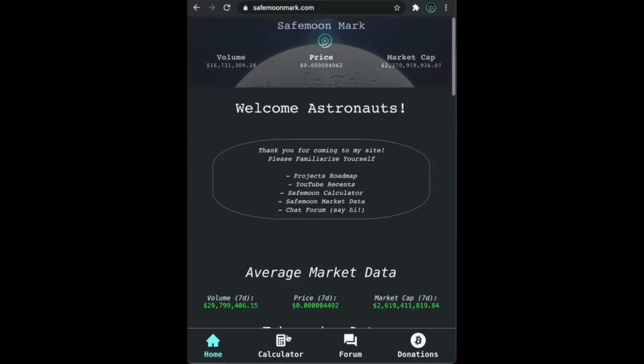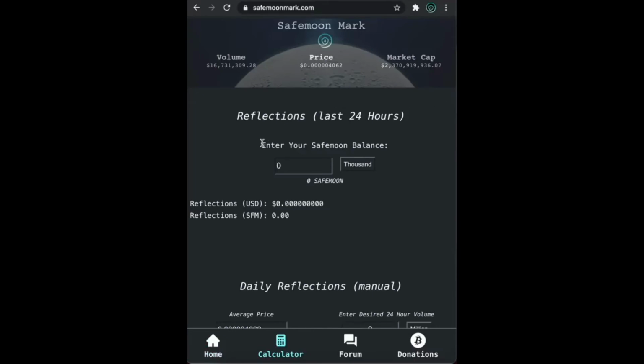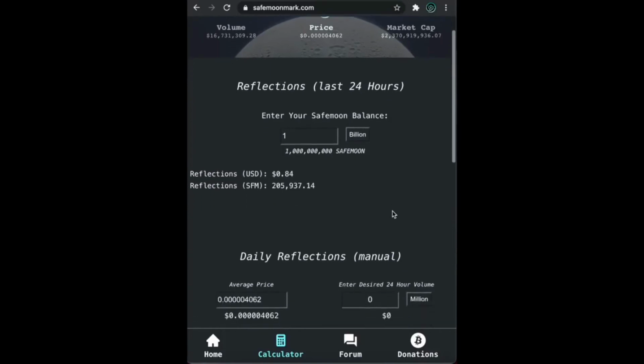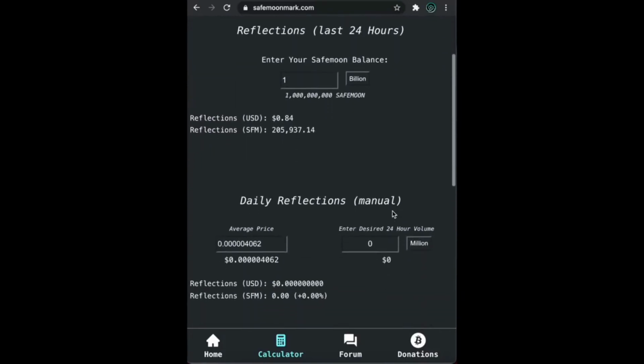So, back to the calculator. This first section has us enter in our Safemoon balance. I'll enter in 1 billion to start. So, if we have 1 billion Safemoon, we would have made 82 cents in USD, or 200,000 Safemoon over the last 24 hours. Nice. What if the volume was higher, or lower? Or what if the price was higher or lower?